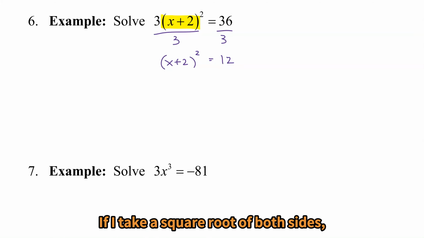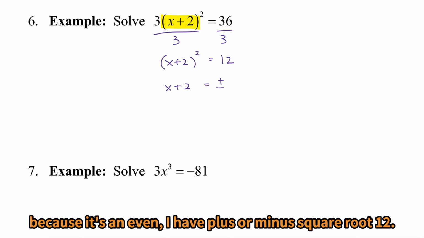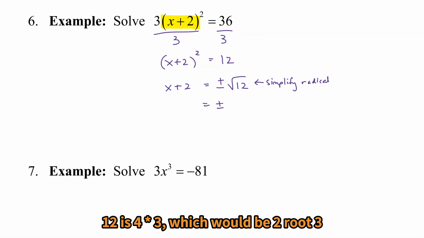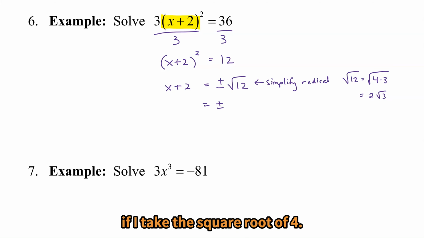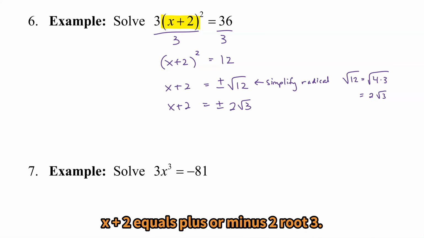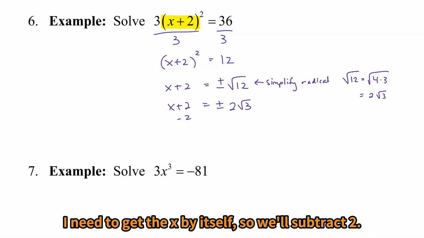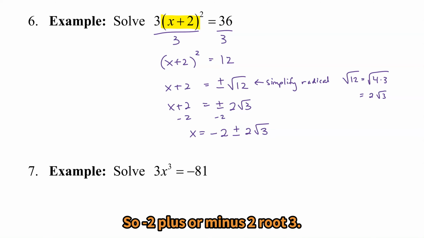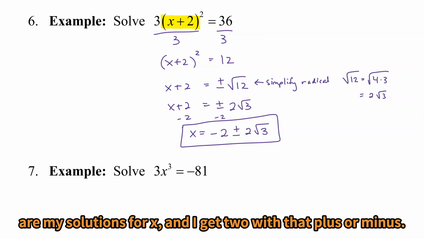If I take a square root of both sides, because it's an even, I have plus or minus square root of 12. And I need to simplify this radical. I can't leave it as the square root of 12. 12 is 4 times 3, which would be 2 root 3 if I take the square root of 4. x plus 2 equals plus or minus 2 root 3. I need to get the x by itself, so we'll subtract 2. On the right, this minus 2 is not a like radical to 2 root 3, so I have to keep them separate. So negative 2 plus or minus 2 root 3 are my solutions for x.